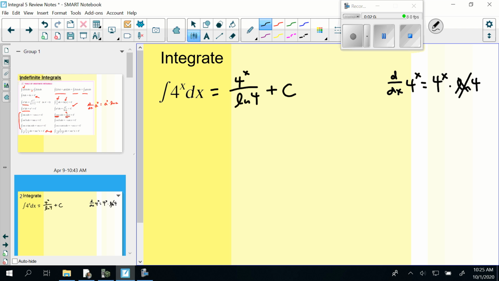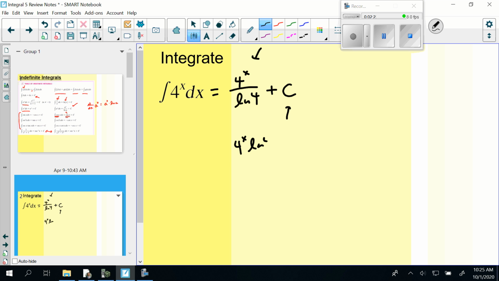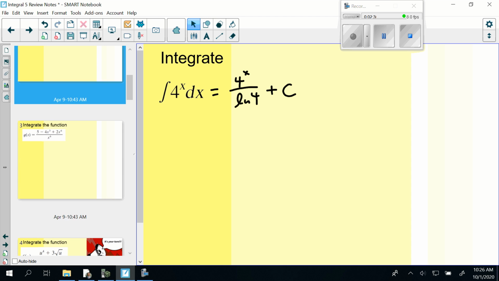So now if you were to reverse it and do derivative of this, we should just end up with 4 to the x. Derivative of constant, that'd be 0. Derivative of this other term would be 4 to the x natural log 4, and then it's still over natural log 4, so then those would cancel out and we'd be left with what we started here. So that's how you handle any of those exponentials. Let's look at some other ones here.